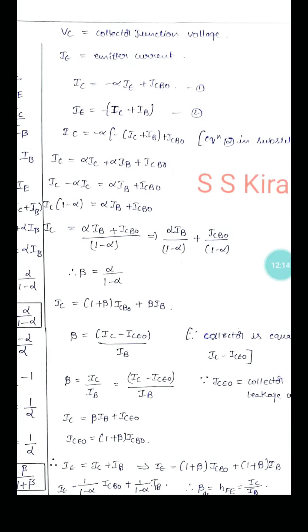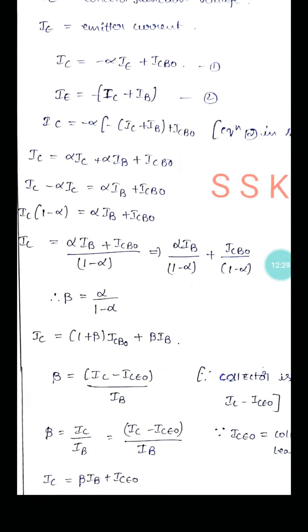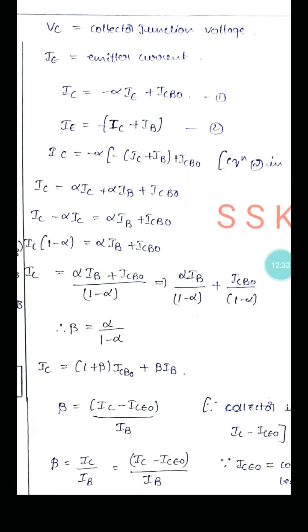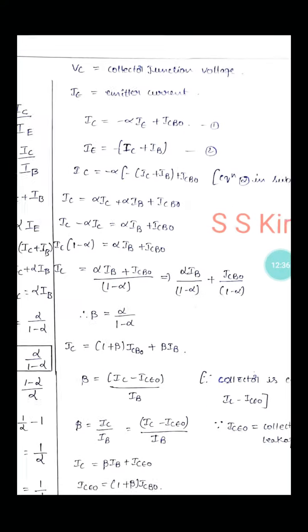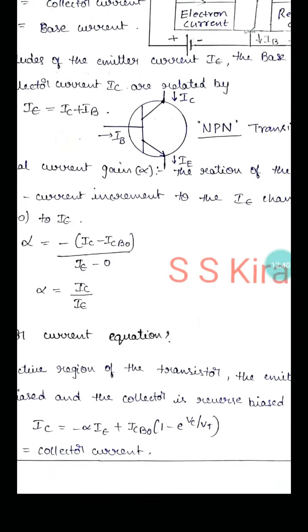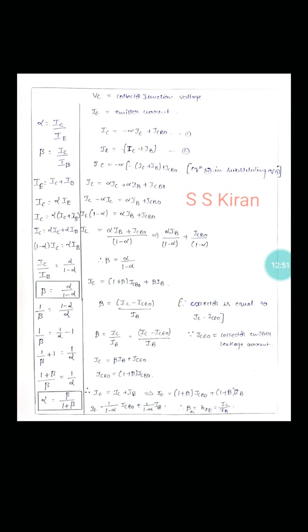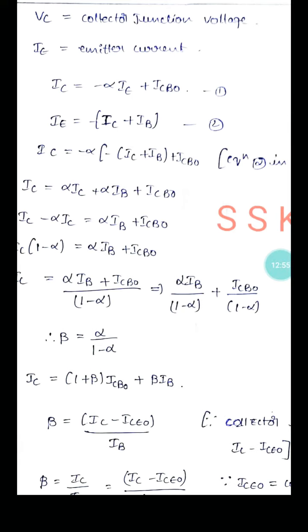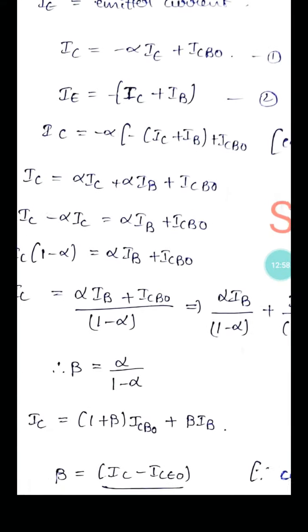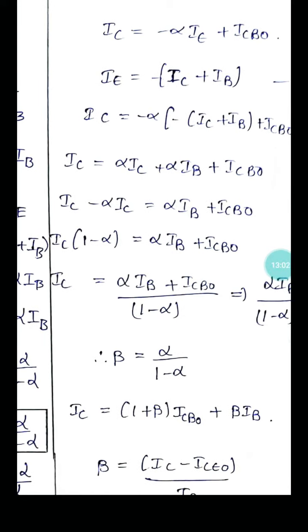In this, VC is the collector junction voltage, IE is the emitter current, and IE is equal to the sum of collector current and base current. These are all very important equations. Substitute in equation 1, IC is equal to alpha IE plus ICBO. This equation comes from the following equation: if VC by VT is treated as 0, then the final equation is IC is equal to alpha IE plus ICBO. Simply substitute the IE value and you get this equation. Just see the derivation and you can understand how the equation comes out. Final: IC is equal to alpha IB plus ICBO.